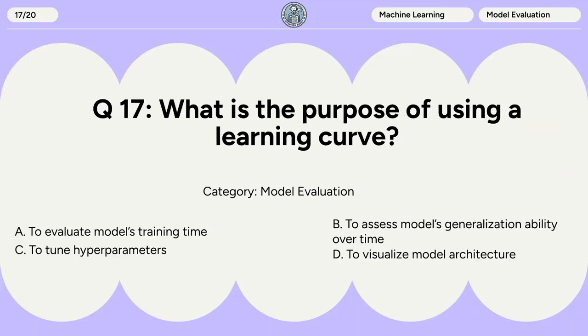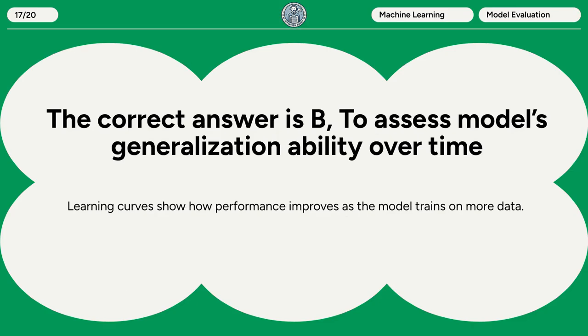Question 17. What is the purpose of using a learning curve? A. To evaluate models' training time. B. To assess models' generalization ability over time. C. To tune hyperparameters. D. To visualize model architecture. The correct answer is B. To assess models' generalization ability over time. Learning curves show how performance improves as the model trains on more data.